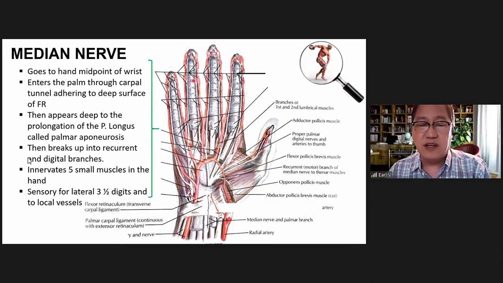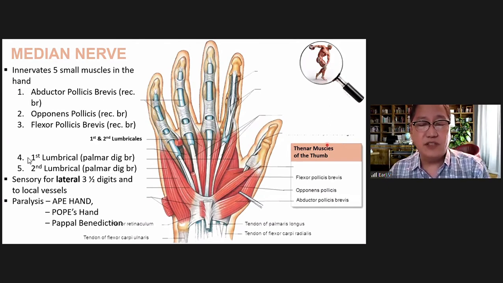So 3.5. The lateral 3.5 digits. Okay? So the median nerve actually innervates only 5 muscles in the hand.